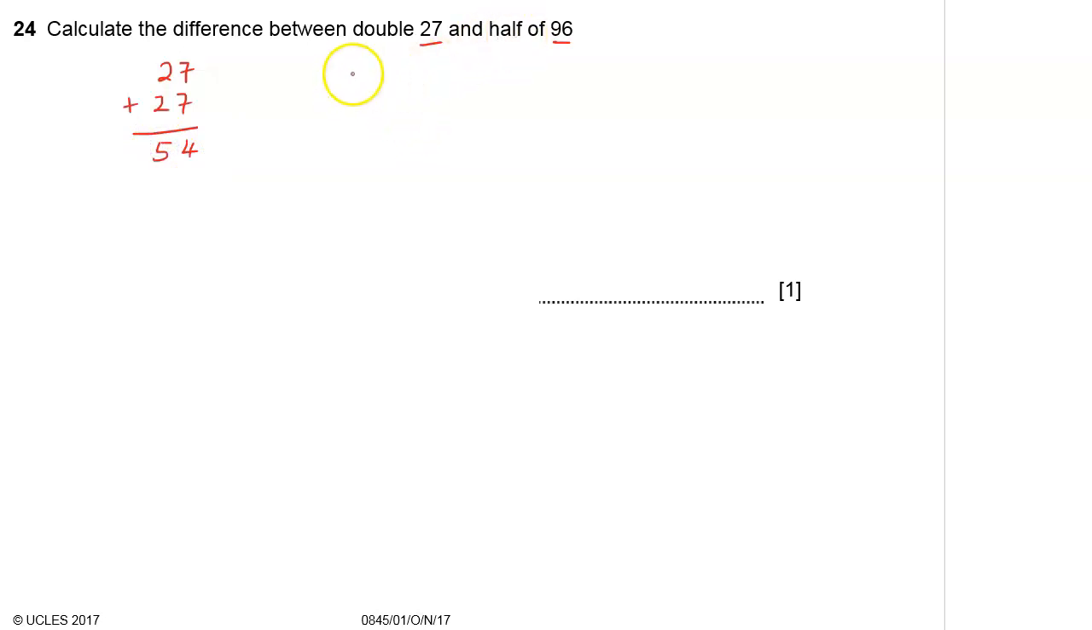And half of 96, basically 96 divided by 2. This will give us 4 for 8. You bring down 6. So what number do you multiply 2 by to get 6? 8. So you have 48 there. The difference is take away. So 54 take away 48, which is half of 96. When you do this, of course, 14 take away 8 will give us 6. And we remain with 4 here. 4 take away 4 will give us 0. So the answer should be 6.